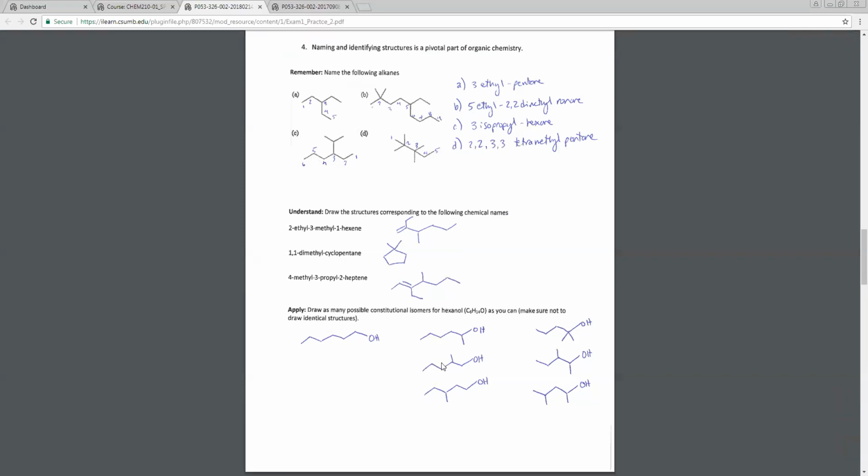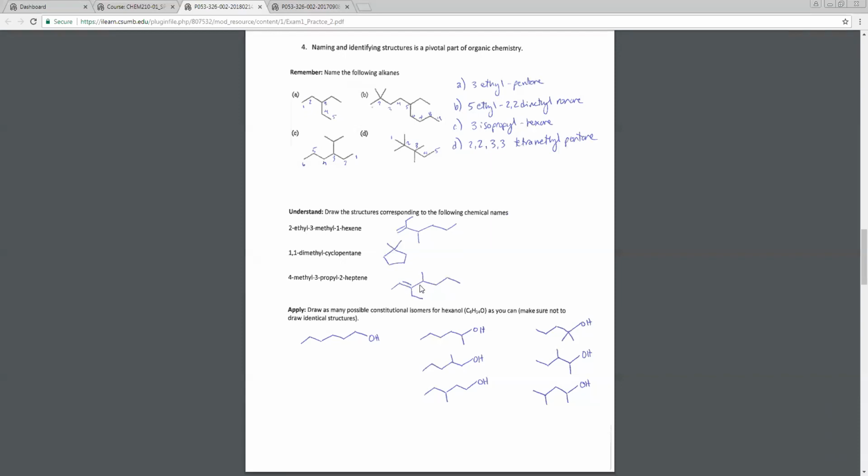In terms of drawing the structures, again, remember, start at the end, draw the longest linear chain, and then you can go back through and fill in. So in this case, 2-ethyl, 3-methyl, and the double bond. 1,1-dimethylcyclopentane. So it's a cycloalkane and then the 2 methyls.